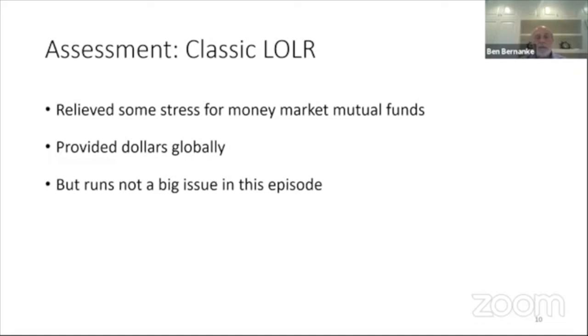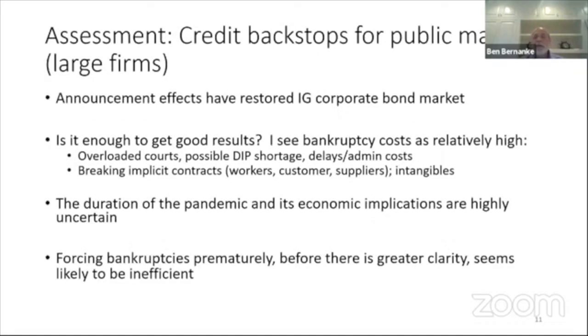Next slide. Now let me turn to what Arvind was mostly talking about, which is the credit backstops for large and small firms, starting with large firms. As I've mentioned, the announcement effects have restored the investment grade corporate market to pretty normal conditions. And so then the question is, is this enough? Are large firms now okay? Can we just leave the situation as it is? I agree with their analysis, but I have a somewhat different view of the empirical elements.